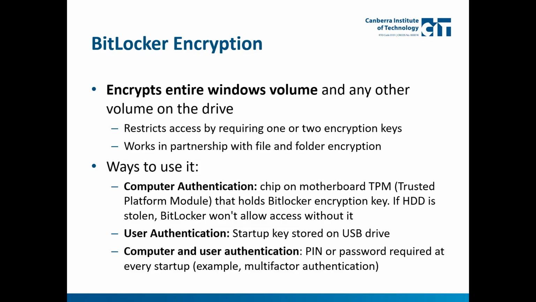But nowadays, with the advancements in technology and BitLocker encryption, BitLocker is basically a program that encrypts the entire Windows volume, and also any other volume on the drive. So you have a drive, you can encrypt the entire drive. No matter how many volumes you have inside that drive, they will also be encrypted. And what is that for? You can restrict access by requiring one or two encryption keys. They work in partnership with file and folder encryption. These are the ways that you can use your BitLocker encryption. First of them, you can do computer authentication.